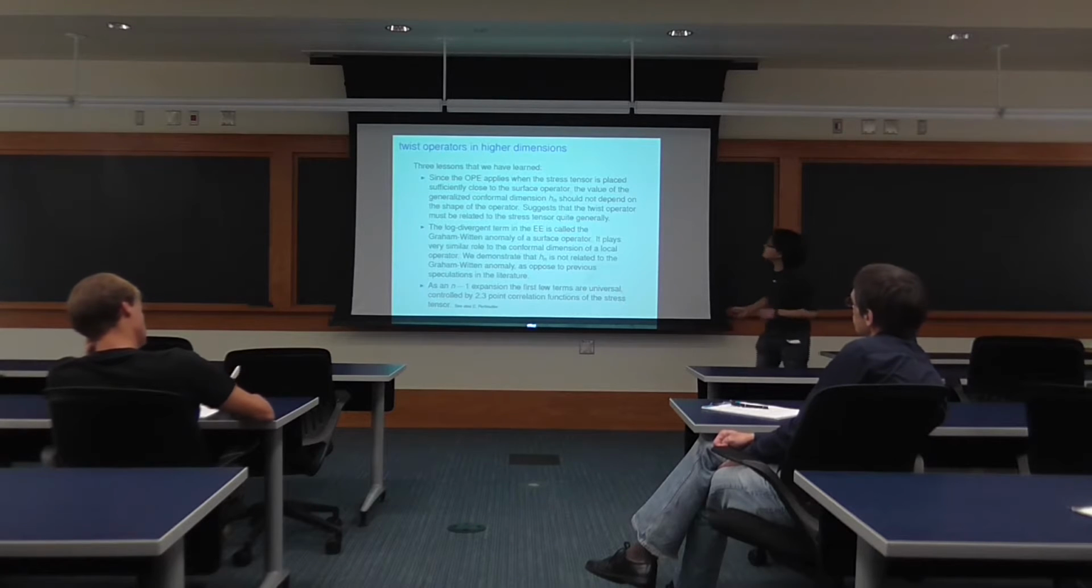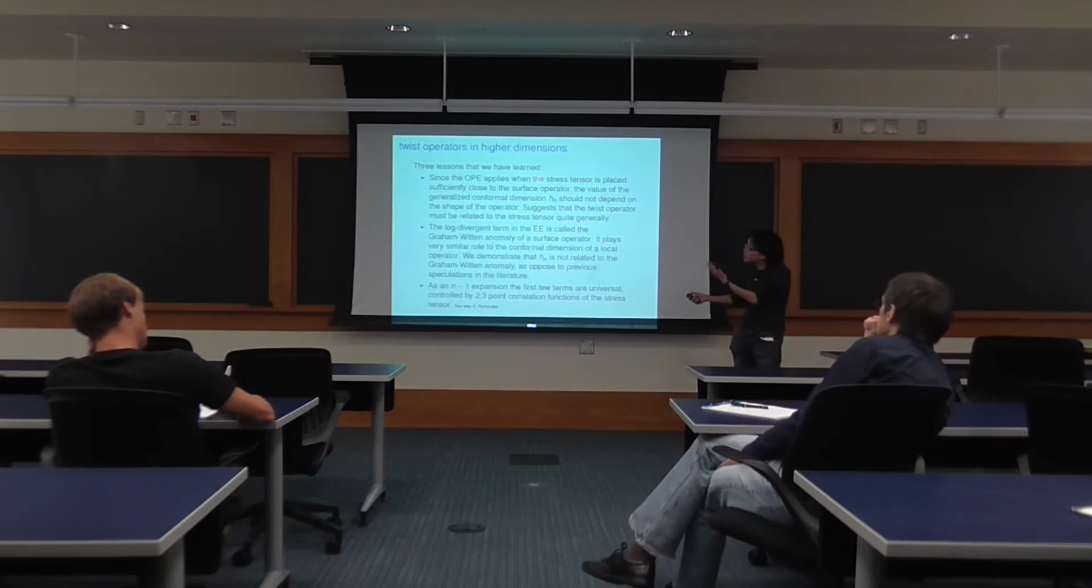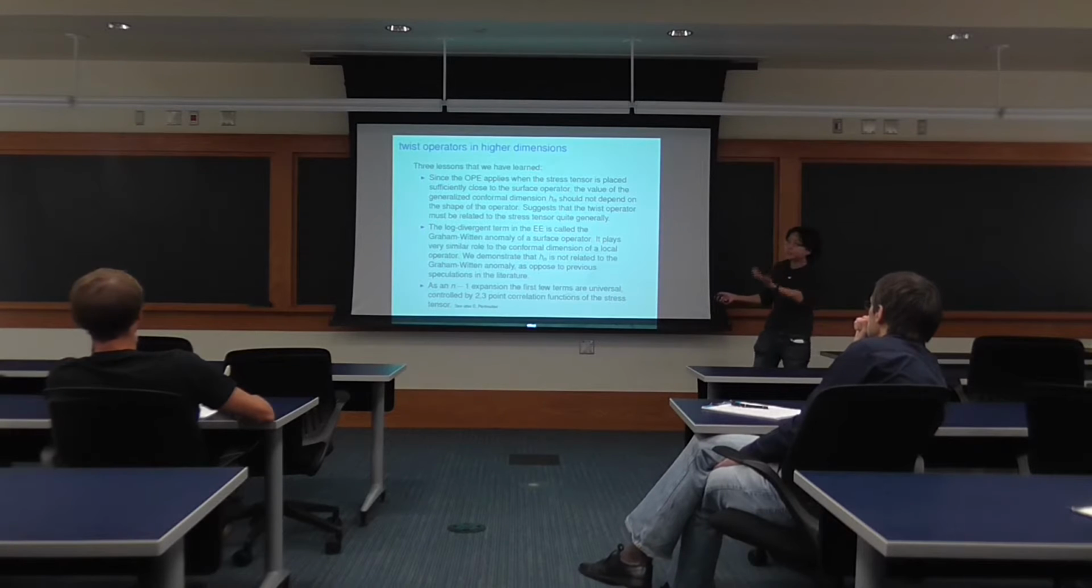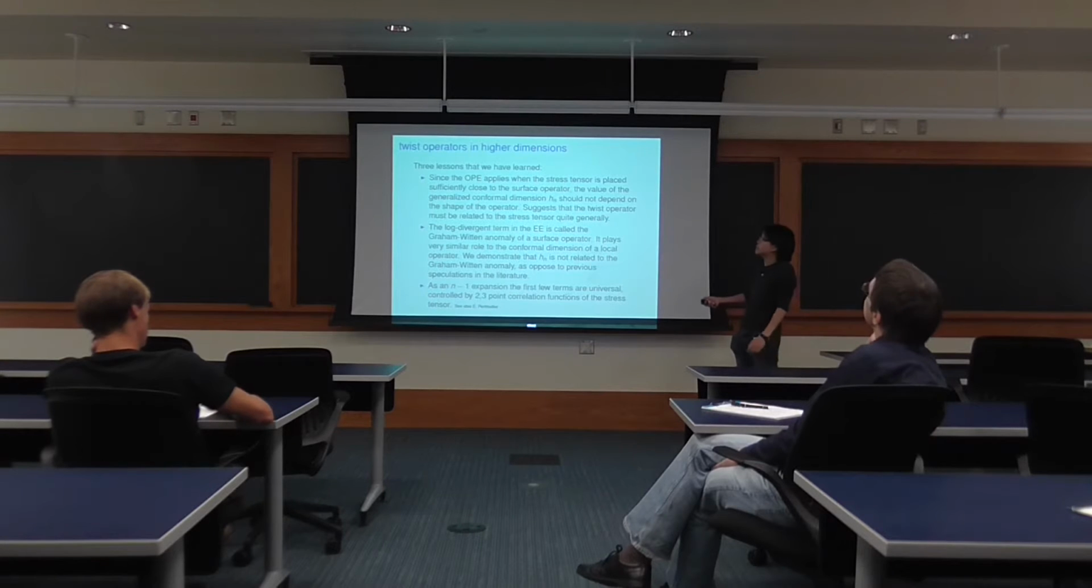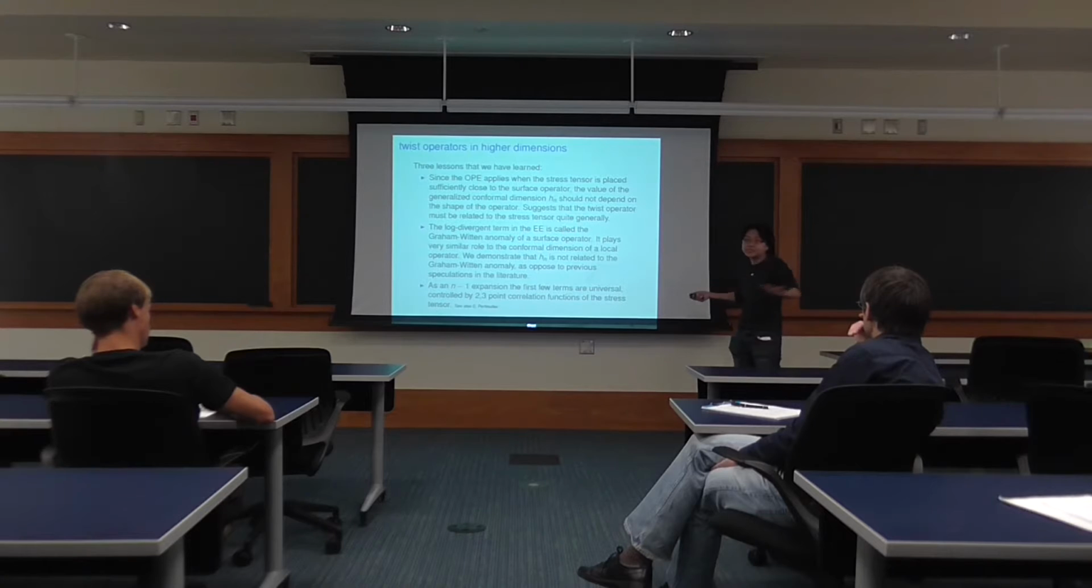So the lesson is that we could extract conformal dimensions of these surface operators corresponding to Rainy entropies using a spherical entanglement region, and we could extract the log divergent terms and these conformal dimensions. It has been conjectured in the past that it is related to something called the Graham-Witten anomaly, and we just show that they are not related in this explicit calculation.